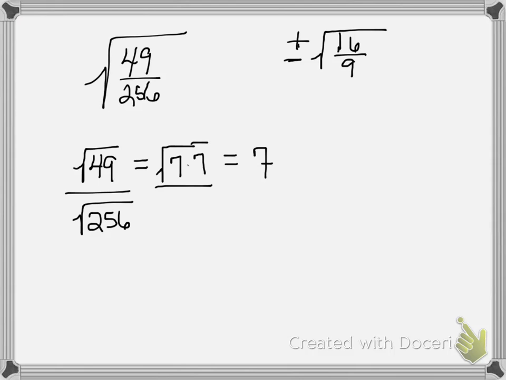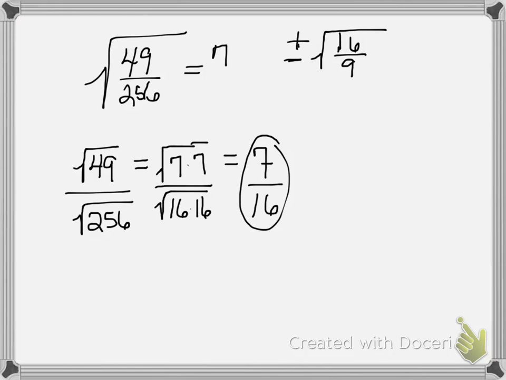What number can I multiply by itself to give me 256? That is 16. 16 times 16 is equal to 256. So the square root of 256 is 16. So I can simplify the square root of 49 over 256 as just 7 over 16.